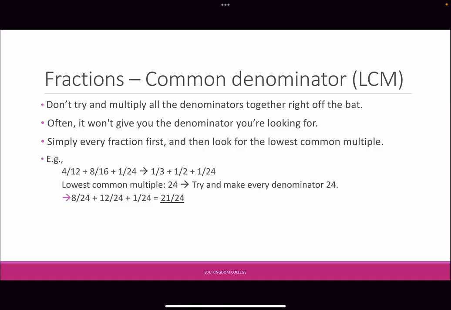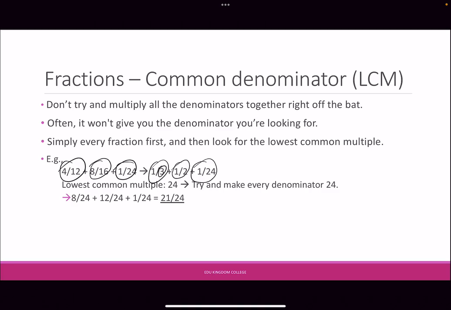A quick example for you here. I have three fractions, 4 over 12, 8 over 16, 1 over 24. First thing you should ever do when you have fractions, simplify them. If you don't simplify them, it's going to make things so much harder for you. So we simplify 4 over 12 to 1 over 3, 8 over 16 to 1 over 2, and 1 over 24 you can't simplify any further.